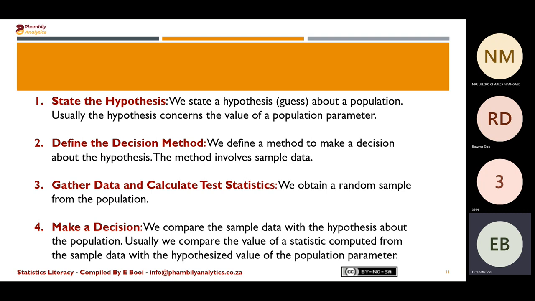And once you have all these values sorted, you need to make a decision. And when you make your decision, based on the decision method that you have created, you can either reject the null hypothesis or accept your null hypothesis. And always, when you make your conclusion at the end, when you get to the decision point, you always have to refer it back to your hypothesis statement, right?